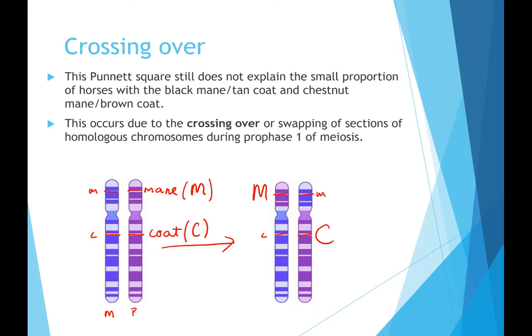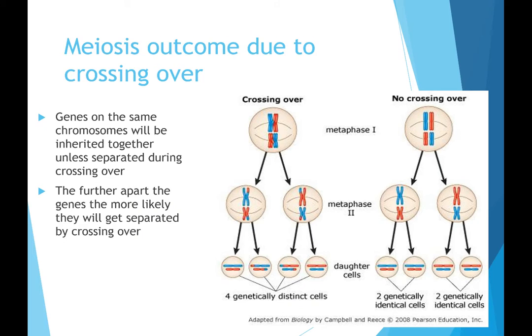Okay, it is important to realize that the only reason this happened is because these two genes were far enough away on that chromosome. If, for example, that coat color gene was actually found down here, like we originally had put them, then crossing over, even though it happened, the genes would actually carry over together. Okay, so just summarizing all of that, it is important to understand the meiosis outcome due to crossing over.